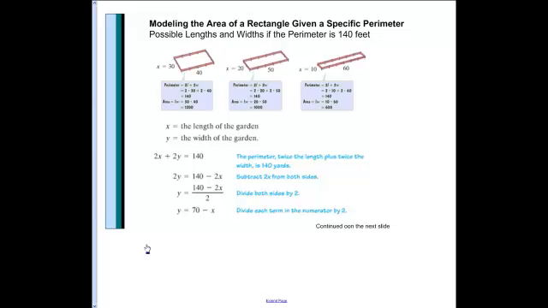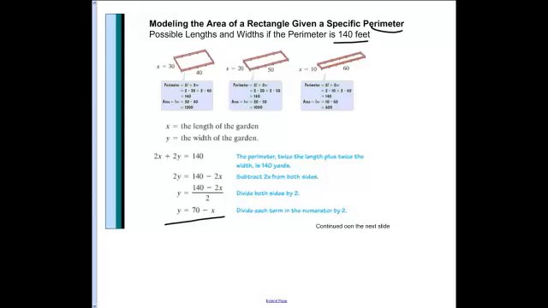Here's an example where we take a rectangle and we want to model the area given a specific perimeter. Here the perimeter is equal to 140. So we plug it into the perimeter formula, because this can go several different ways. We know the perimeter is 2 times the length plus 2 times the width. We let x equal the length and y equal the width. So we have 2x plus 2y is equal to 140.